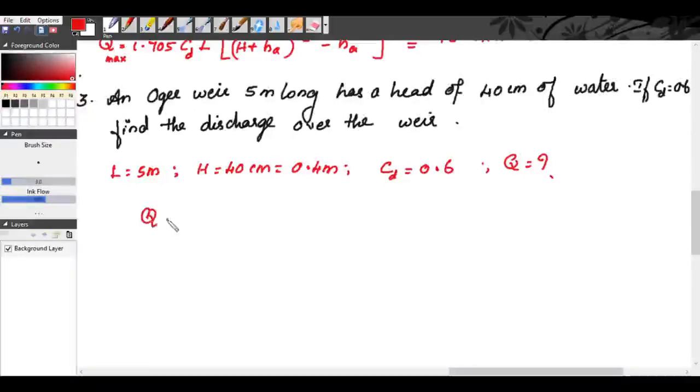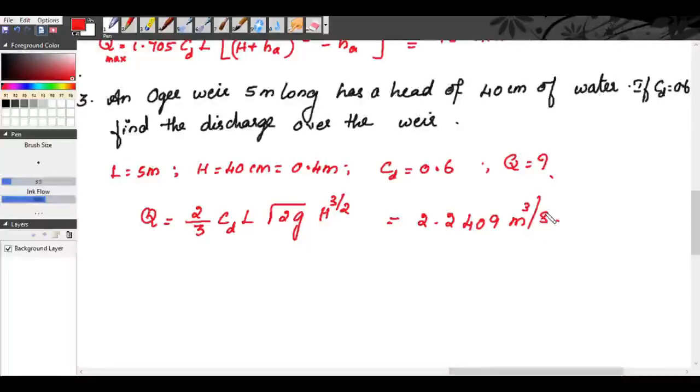We know the formula for ogee weir, discharge through an ogee weir is similar to that of a rectangular weir. So Q is equal to 2 by 3 CD L into root of 2G H raised to 3 by 2. So substituting, CD is given 0.6, L is given 5 meter, G is 9.81, H is given as 0.4 meter. We get Q is equal to 2.2409 meter cube per second.